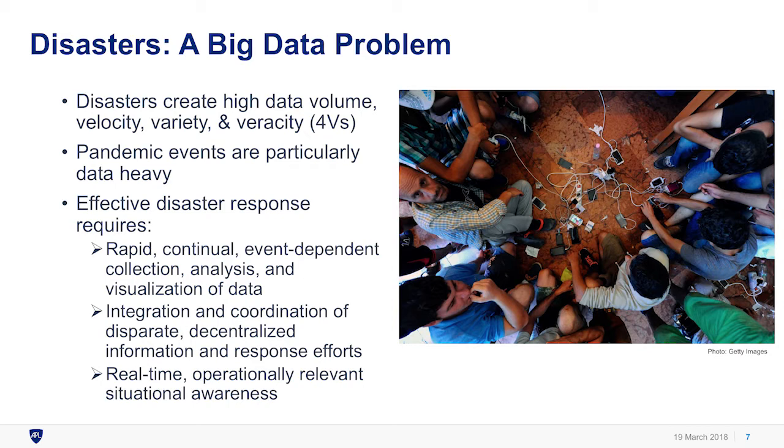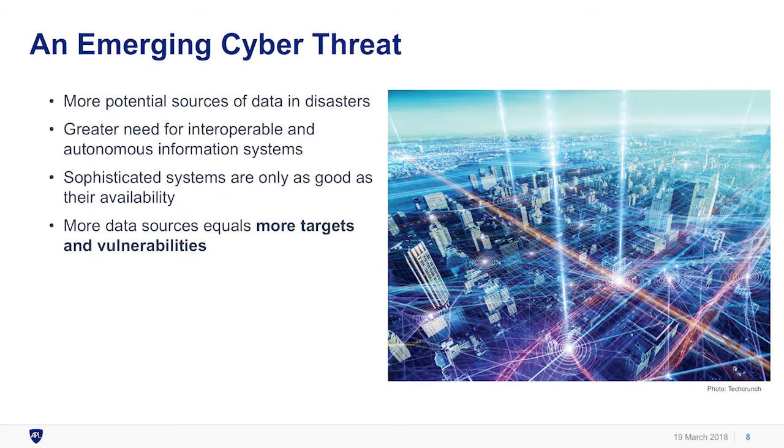So how do you get effective disaster response, right? So you're going to need rapid, continual, event-dependent collection, analysis, and visualization of data. You're going to have to integrate and coordinate across disparate, often decentralized systems. And the hope is that in doing all of that, you can achieve real-time, operationally relevant situational awareness. And that sounds great, but it is a massive challenge and remains so. But we are in a different age, right?